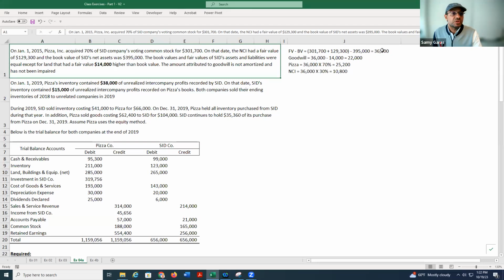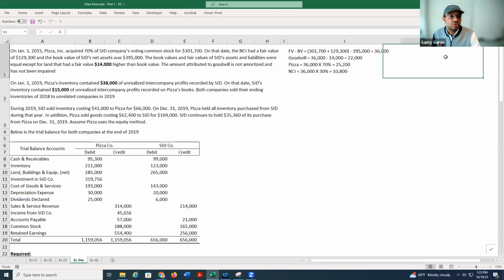And now we need to take the 36,000 divided between the parent, that will take 70%, and the NCI, which will take 30%. And we need to do this in a separate journal entry that we will discuss later. But this transaction has nothing to do with the downstream or upstream sale. It's a quick overview of what happened in the previous chapter. So this is the first one.